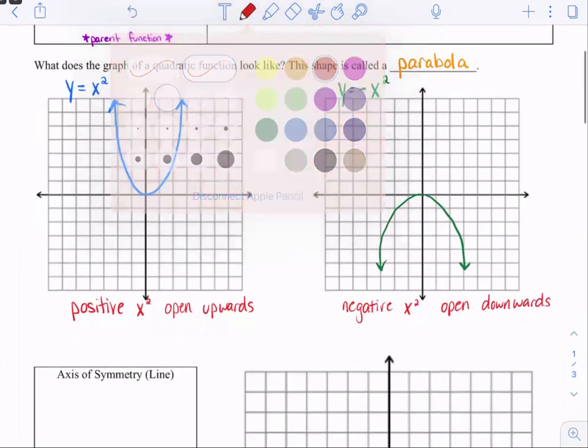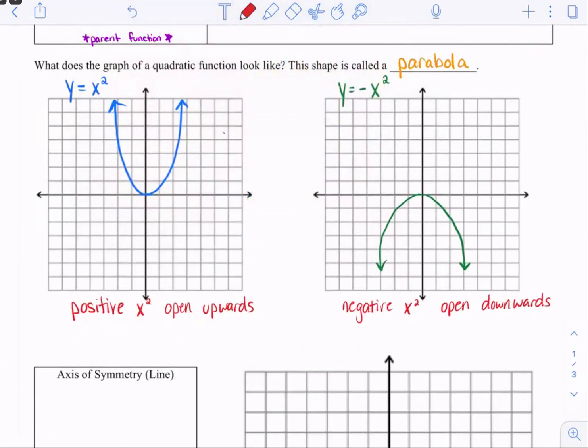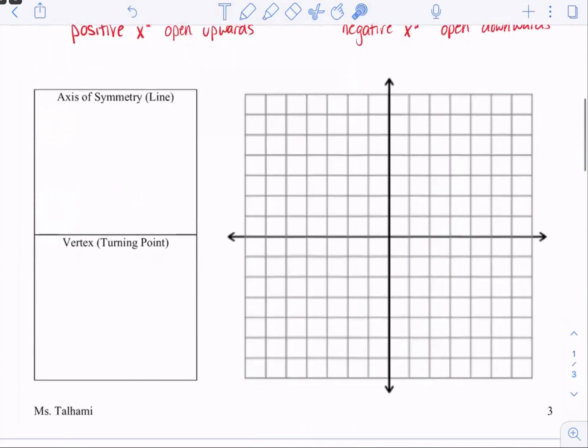The trick that I do to remember this is I say positive is like a smiley face. That's when you're positive. And then when you're negative, you have a frowny face. So that's your way to remember when you have a positive x squared versus a negative x squared, what the graph would look like. Now there's two things I want us to focus on today.